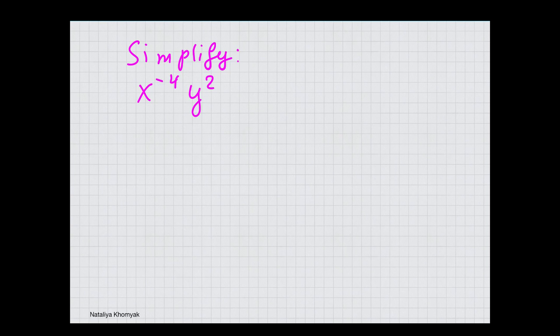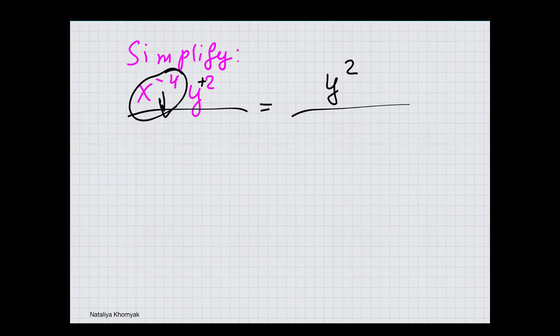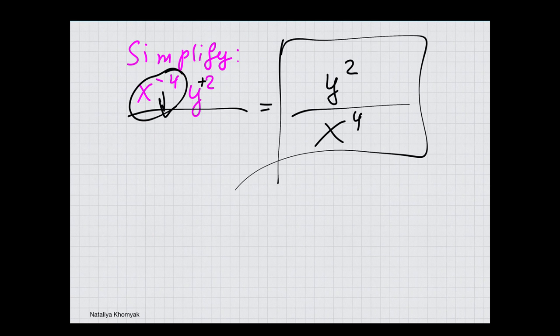Here we have to simplify x to the negative 4, y to the second. Now 2 is positive, so this variable will stay as is, and the only one that needs moving is x to the negative 4. So this will be y to the second over x to the 4th. And this is our solution.